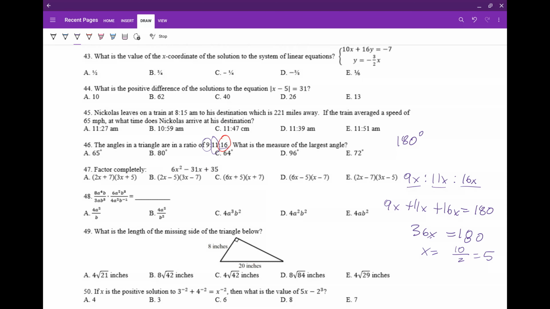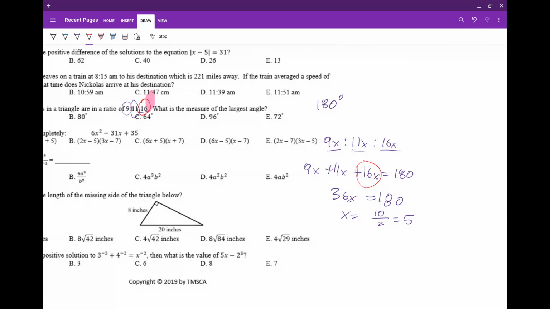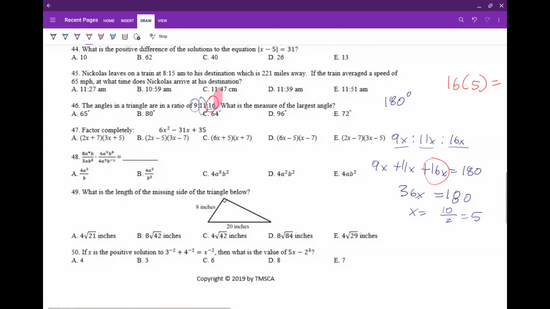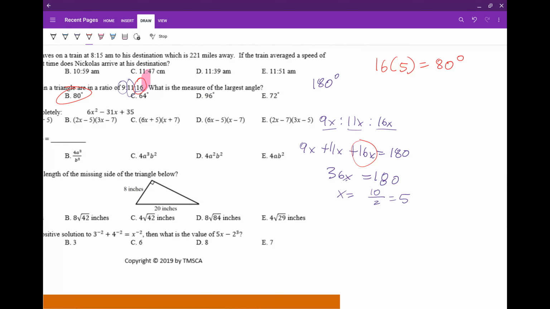That's not our answer. It's asking for the measure of the largest angle. We identified that as the one that's represented by 16. So here it's going to be 16x, and we have to plug x back in. 16 times 5, that's 80 degrees. That would be answer choice B, as in boy. And then if you wanted to find the other angles, you just plug it in.